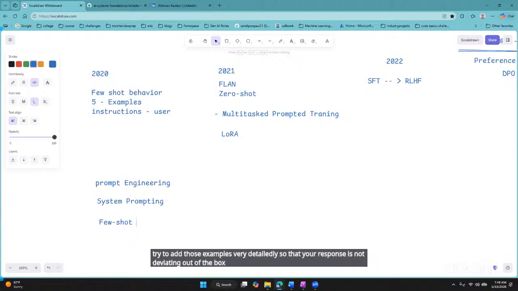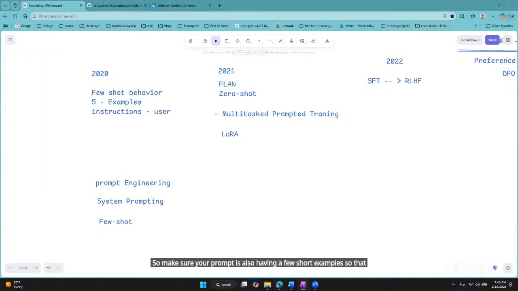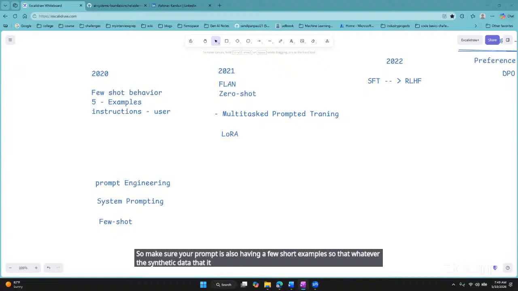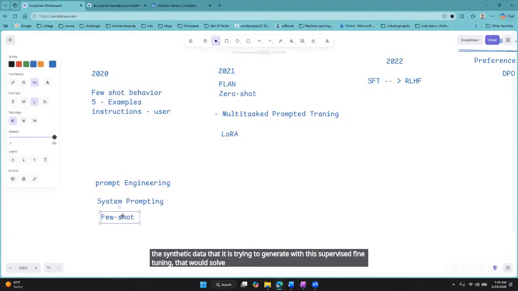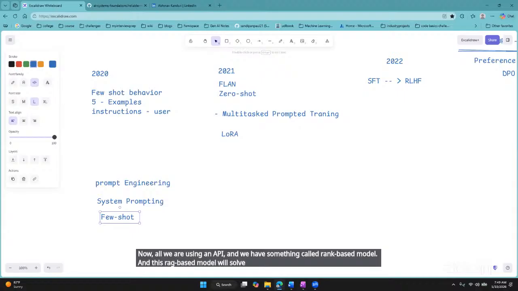So make sure your prompt also has a few short examples, so that whatever synthetic data it is trying to generate with supervised fine tuning would be solved by this kind of prompting. Now, we are using an API and we have something called a RAG-based model. This RAG-based model will solve the outdated knowledge base: you ingest the data into your RAG and solve based on retrieval augmented generation.